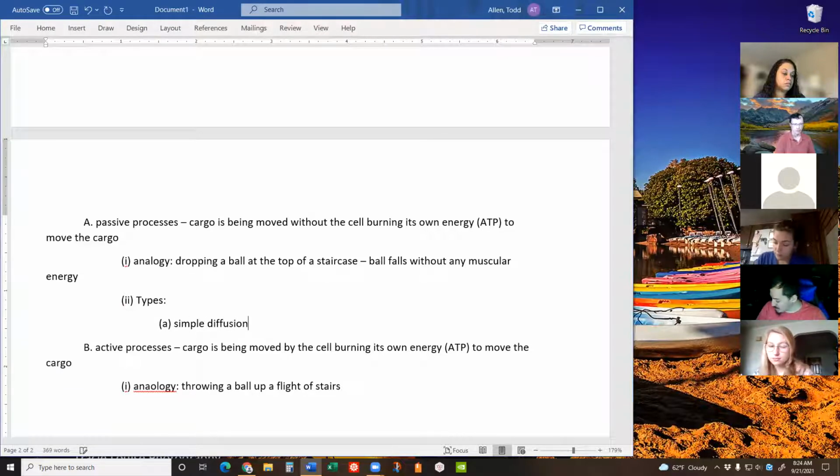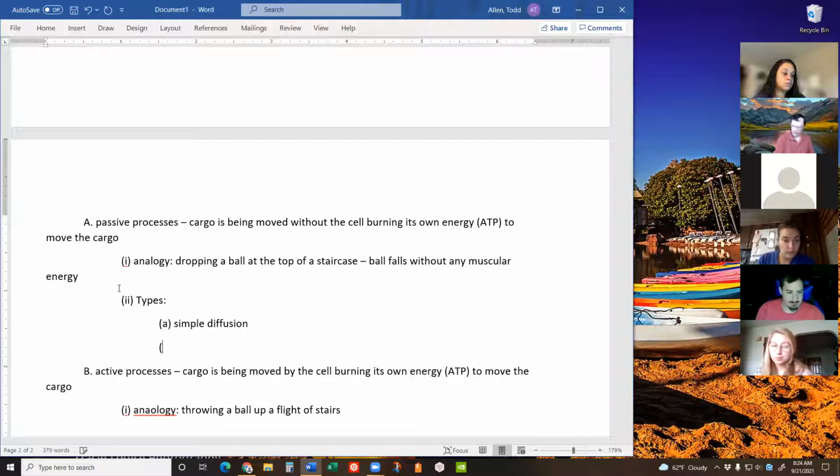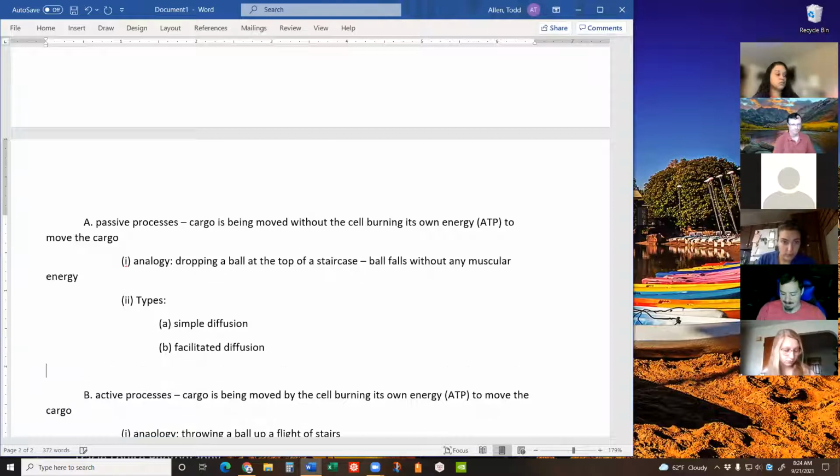Simple diffusion, facilitated diffusion, and osmosis. These are all passive processes used by cells to move different kinds of cargo.